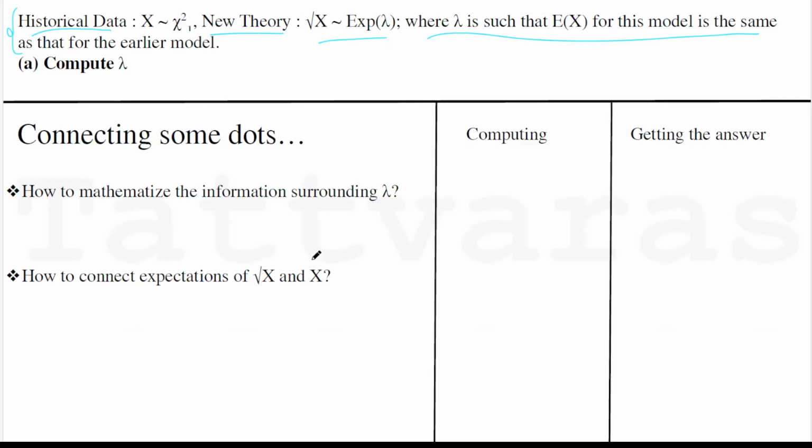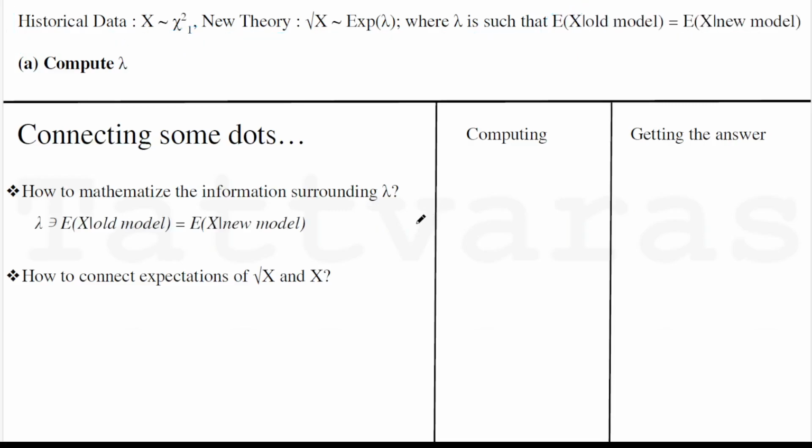Now to connect the dots. There is information about lambda, but how would you put math into the words? And another thing that needs connection of some dots is, here you have x directly, but here you have root x. So somehow you have to make sense of the expectation of x with the expectation of root x to compute lambda. So how do we do that?